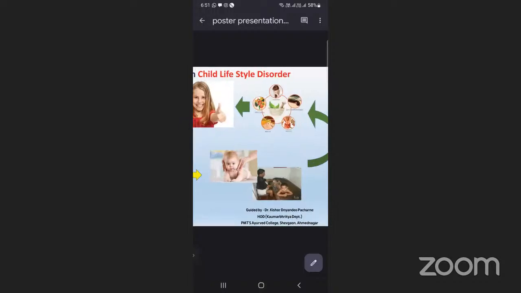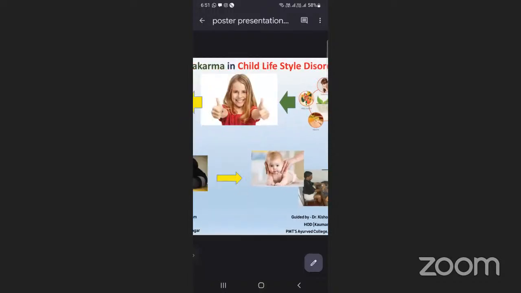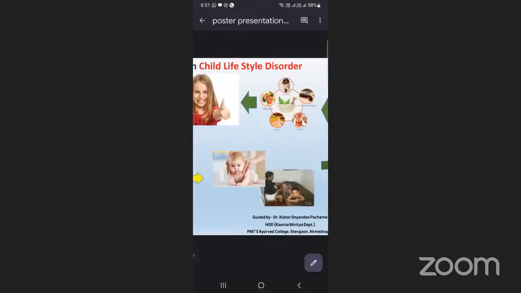So I think I have tried to cover the poster.